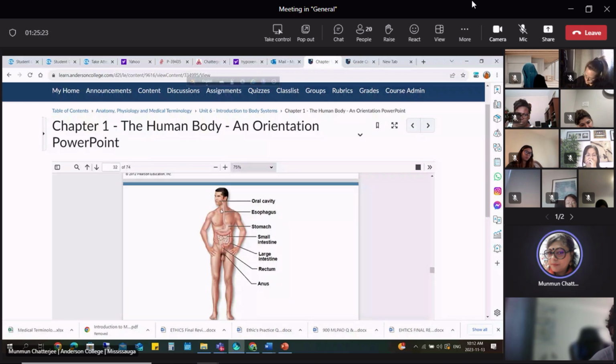So you start with the oral cavity, then you have the esophagus, then you have the stomach. This stomach has two parts, which you are going to learn later. The upper part is the cardiac stomach, because it's close to the heart. Then you have the pyloric stomach, which is U-shaped, and this pyloric stomach then gets into the small intestine.